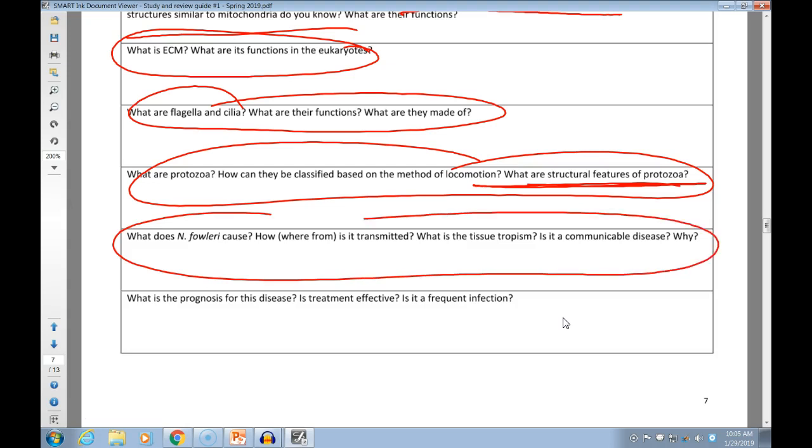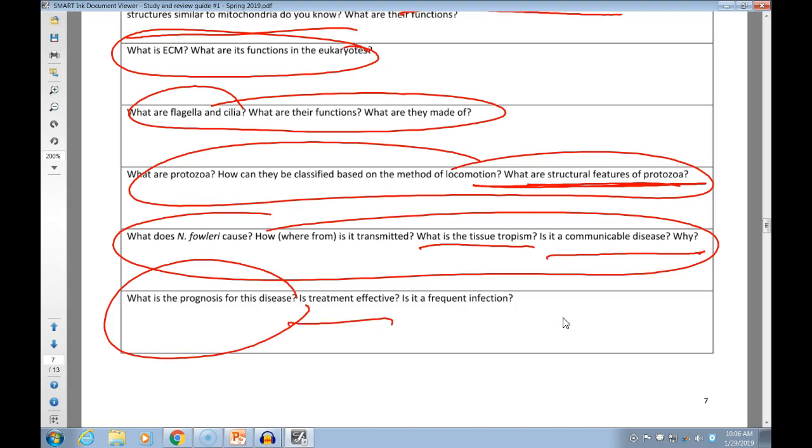Disease, Naegleria fowleri, brain-eating amoeba, transmitted from the water, goes into the brain. It's not a communicable disease. You cannot transmit it to another person. It's confined to your brain. Prognosis is poor. Treatment is futile. Infection is infrequent. Am I clear?